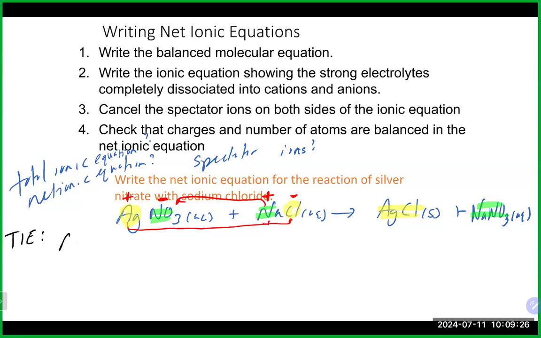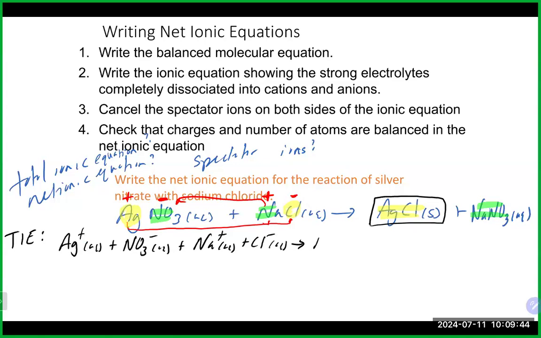The silver nitrate is a strong electrolyte, which means it will break apart into a silver ion plus a nitrate ion. The sodium chloride will also break apart into sodium ion and a chloride ion. We do have our solid that is formed. So as we talked about, we do keep it together. Otherwise, it would not be a solid. And our sodium nitrate is a strong electrolyte, which will break apart into a sodium ion and a nitrate ion in this particular case. And that would give us our total ionic equation. Any questions on that one there?